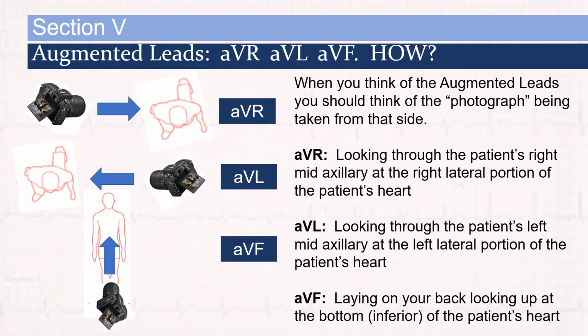So if you're having trouble understanding this concept, perhaps this slide will aid you. AVR is the picture, per se, of the electrical activity taken from a cross-sectional view from the patient's right side. AVL is a picture, per se, of the electrical activity taking place from a vantage point from the left side. And AVF is that taken from a vantage point as if the camera was on the ground looking up towards the bottom of the heart.